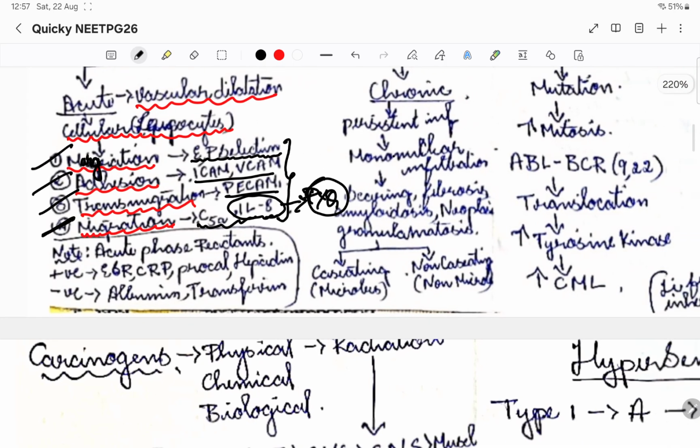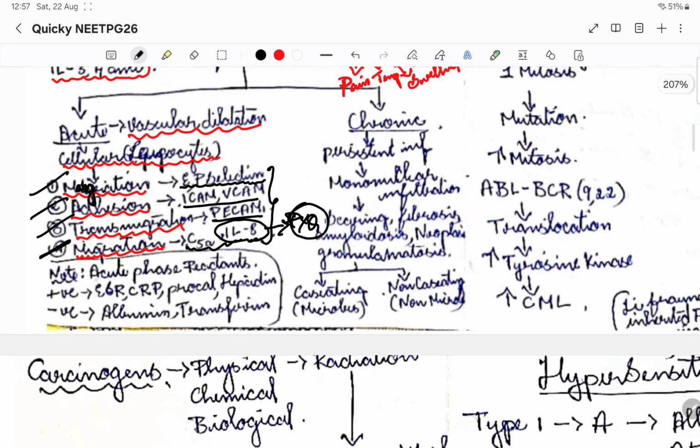Okay, then please note the acute phase reactants. Acute phase reactants are of 2 types: positive acute phase reactants and negative acute phase reactants.